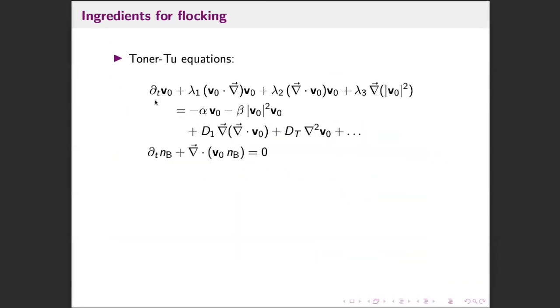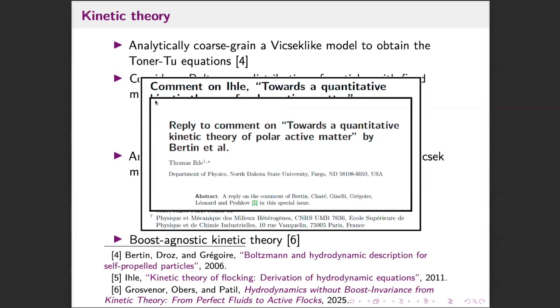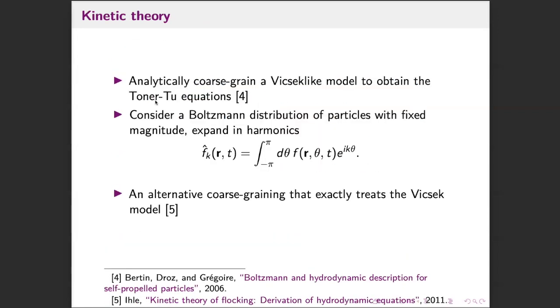Sorry, but have they succeeded in obtaining the Toner-Tu equations by this coarse graining procedure or not? I mean the papers before that you mentioned. Both of them succeeded. The discussion was about whether in the first work they simplified their microscopic model, so that it's a Vicsek-like model. And then in this paper they claimed, well, we're just going to do it fully. And then the discussion was, but it's a toy model anyway, so who cares?